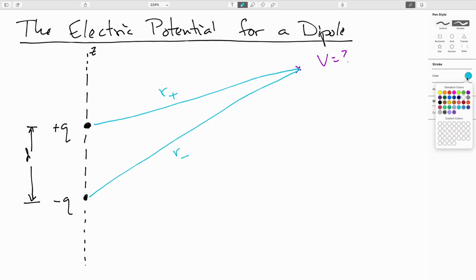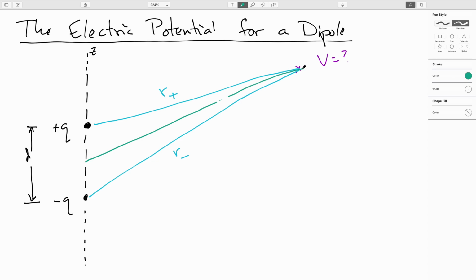Now the idea is that we're going to be far enough away from the charges that it'll make more sense for us just to use the distance to the center of the dipole, which we will call r. And we'll say that the angle we are off of the z-axis here is theta.